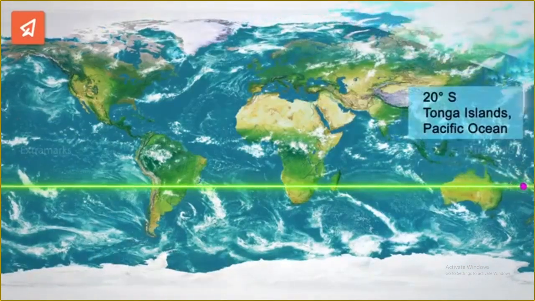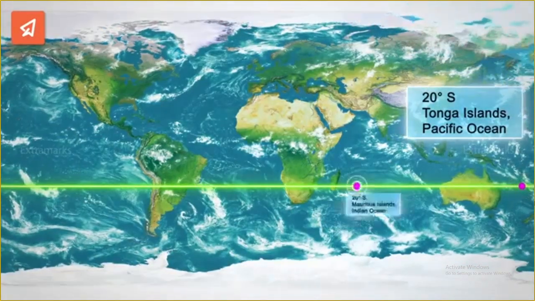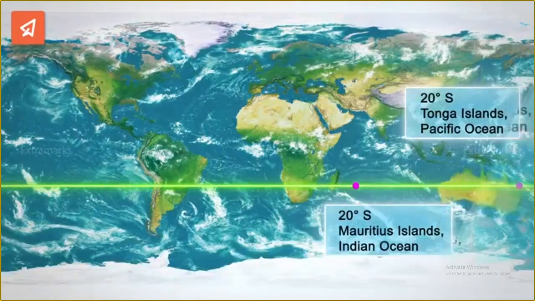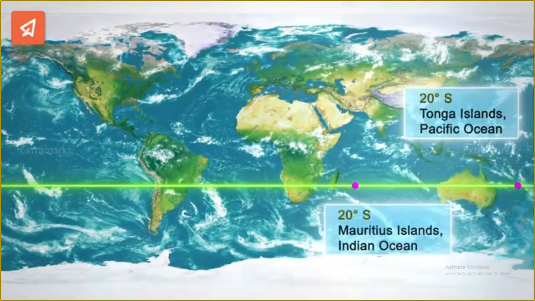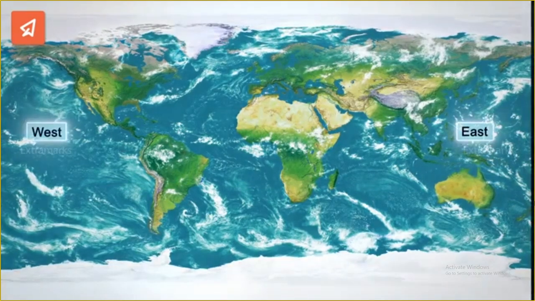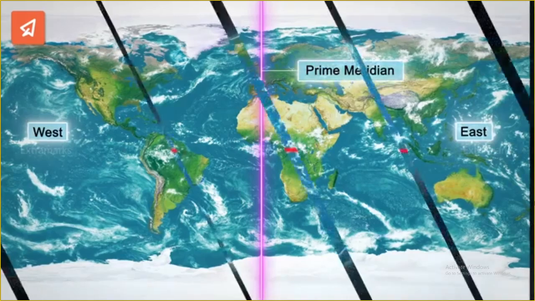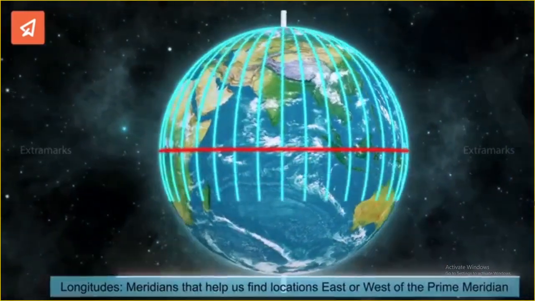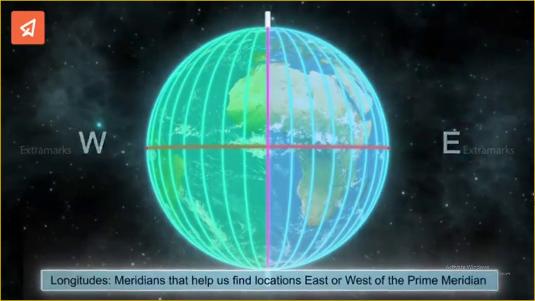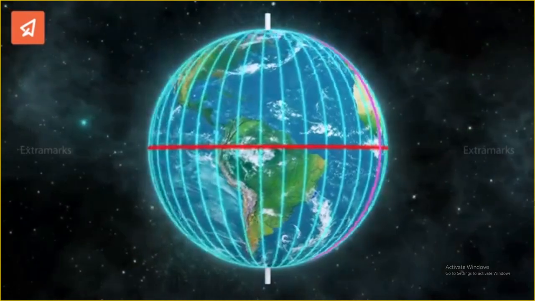For example, the Pacific Ocean's Tonga Islands and the Indian Ocean's Mauritius Islands share the same latitude, that is 20 degrees south. To properly locate them, we must first determine how far east or west they are from the prime meridian. Longitudes help us in determining the location of a place on Earth, east or west of the prime meridian. Longitude lines are also called meridians.